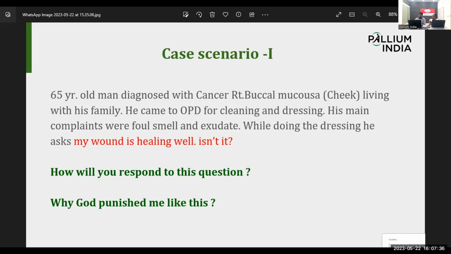And also you have to ask a few questions about the previous condition of the wound and all. Based on that, you can convey. So don't give false hope to the patient. That is very, very important. Don't give false hope. And another question is, why God punished me like this?